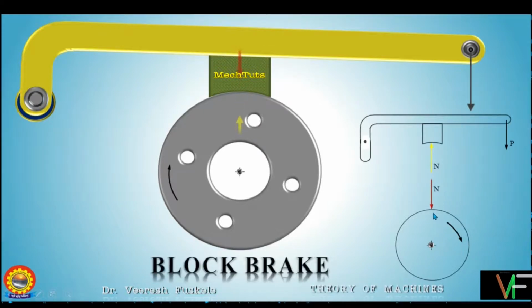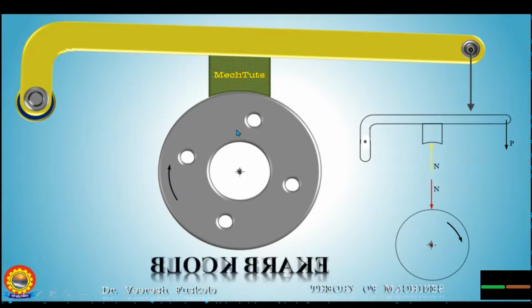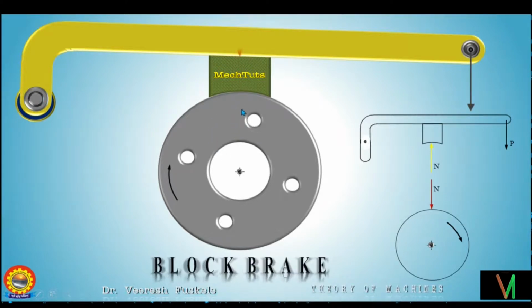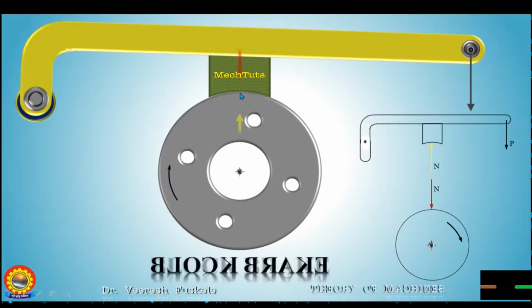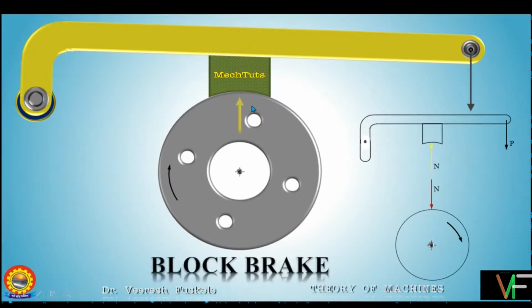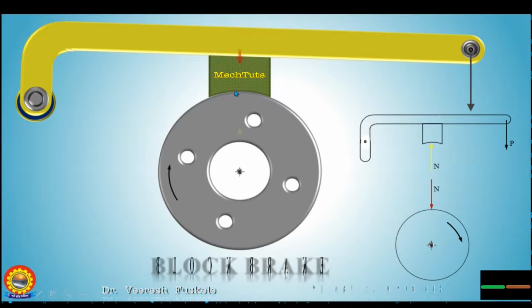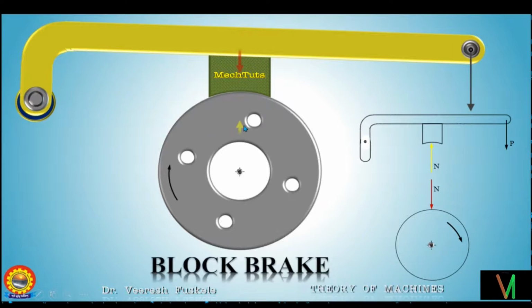Now as this drum is rotating in the clockwise direction, we know that the friction force always acts in the direction opposite to the motion. So if we try to plot the velocity at this point on the drum, then the velocity will be in the tangential direction towards the right side. That means the motion is towards the right side. So the force of friction will be acting in the opposite direction, that is, towards the left side, if the drum is rotating in the clockwise direction as shown here.